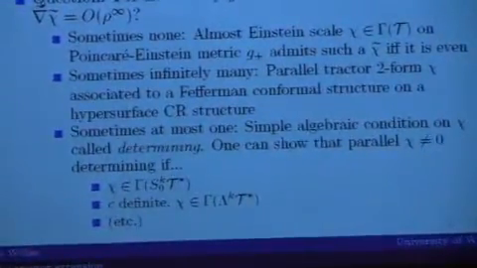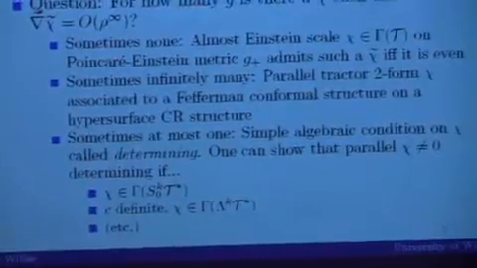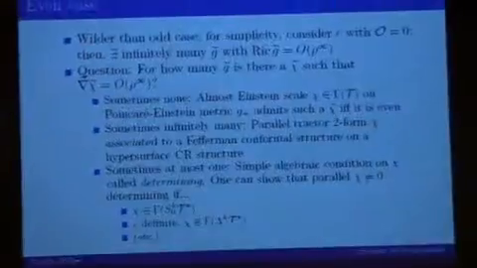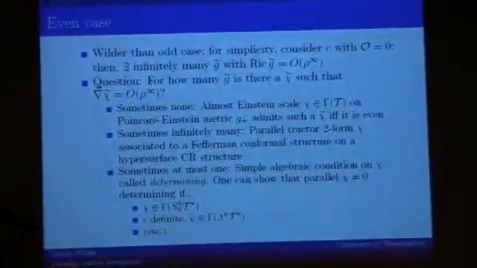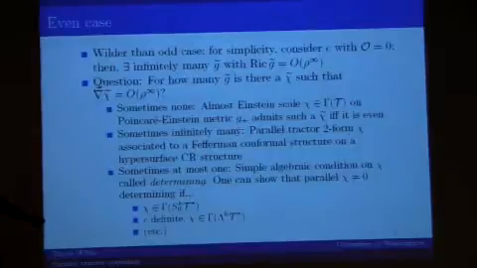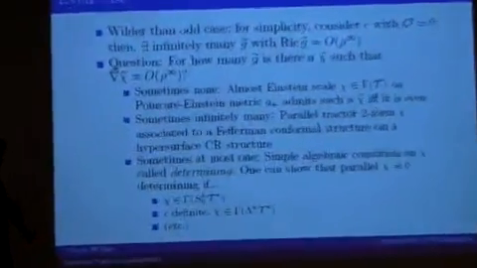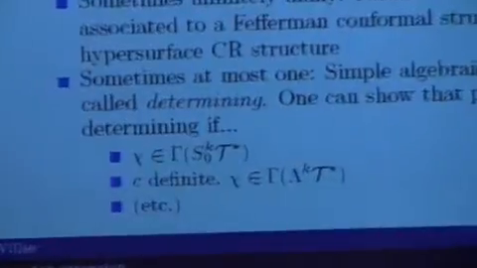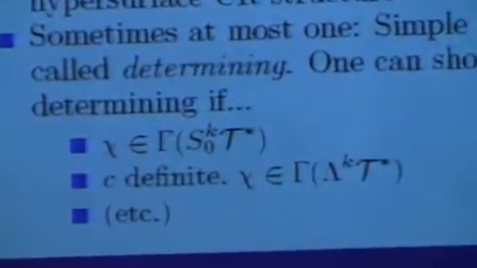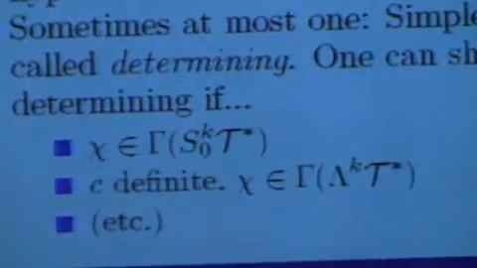If our parallel tractor is symmetric and trace-free, then it's automatically determining. Likewise, if we're in the case where C is actually definite signature, C is signature (n,0), and our parallel tractor is actually a parallel form, then we're also going to have at most one extension.